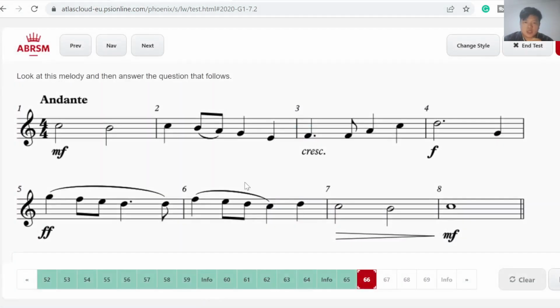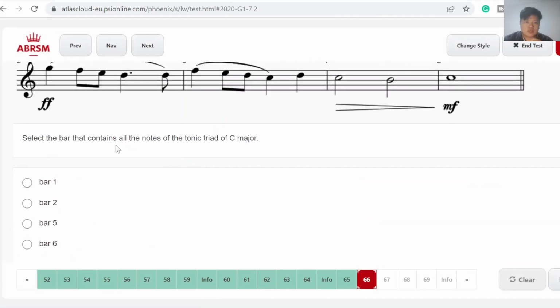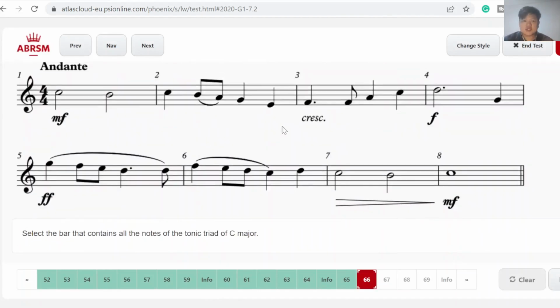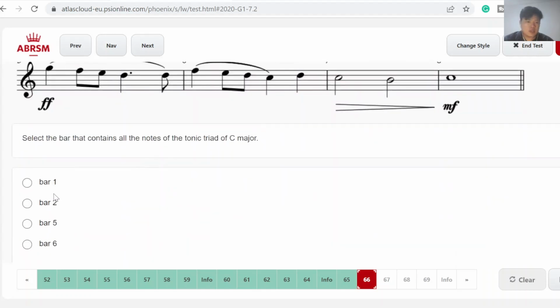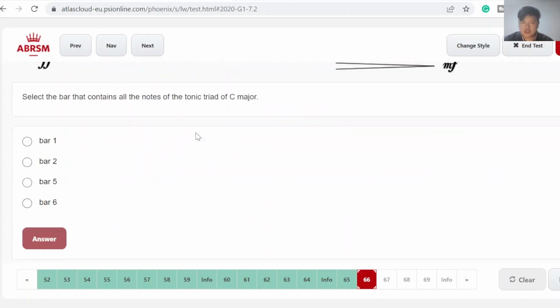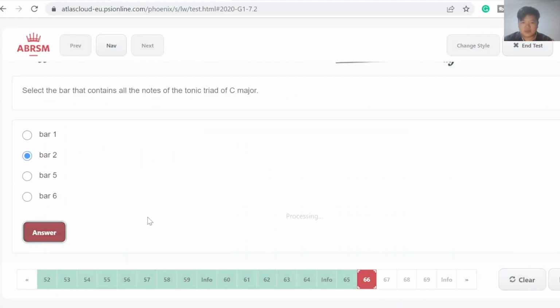Next one, what question do we have? Select the bar that contains all the notes of the tonic triad of C major. So the tonic triad of C major is C, E, G, correct? So you need a C, E, G. They have bar 1, bar 2, bar 5, bar 6 here. Bar 1 is impossible, there are only 2 notes, correct? You look at bar 2 here: C, E, G. Yes, I found the answer here.